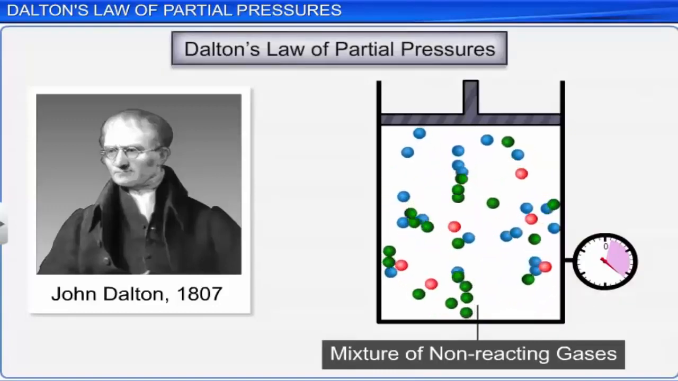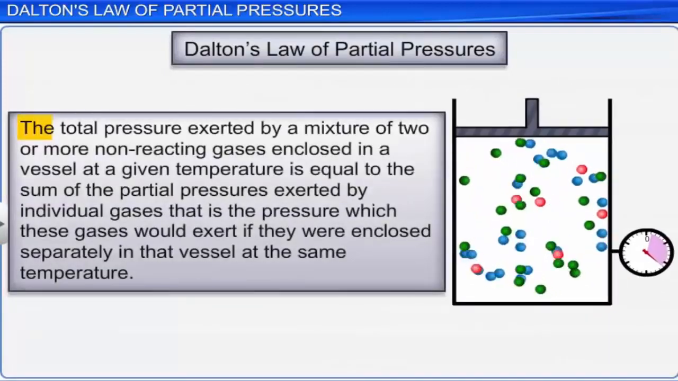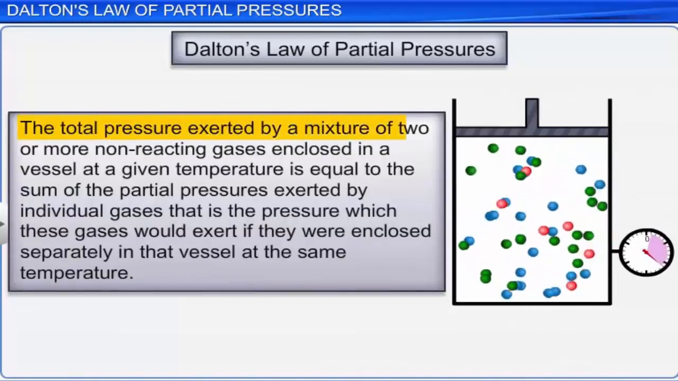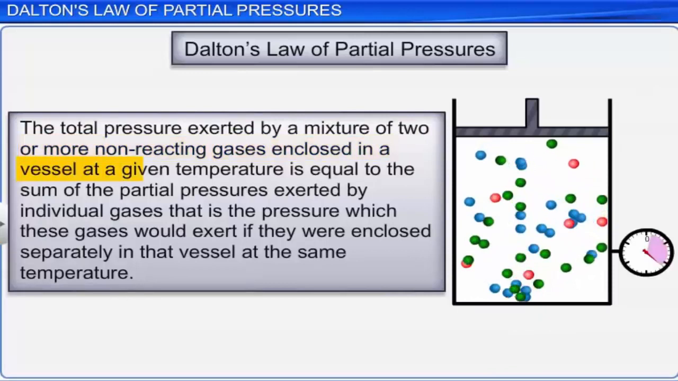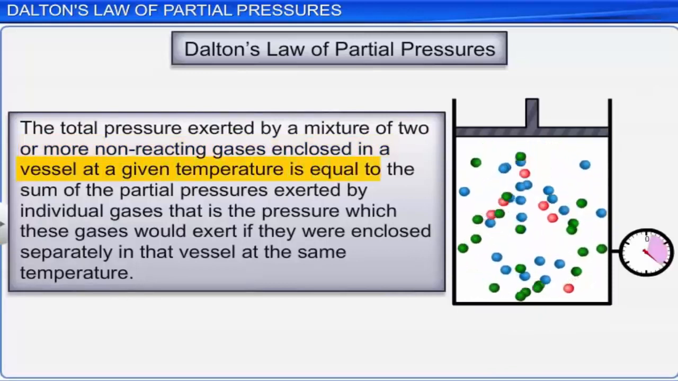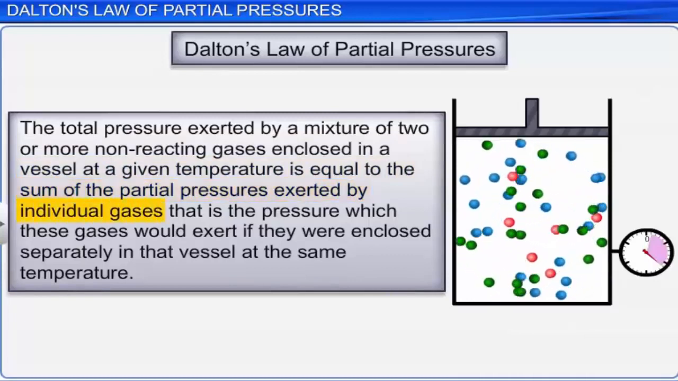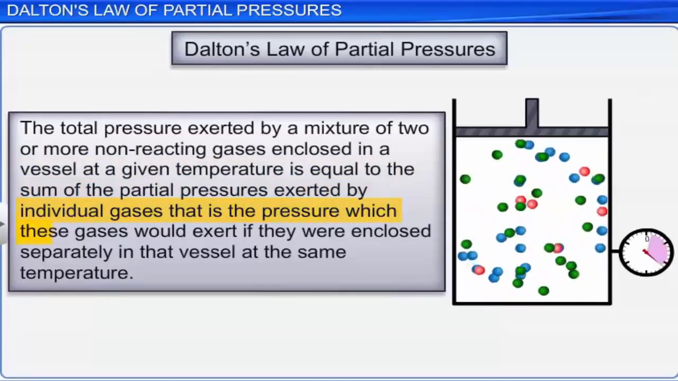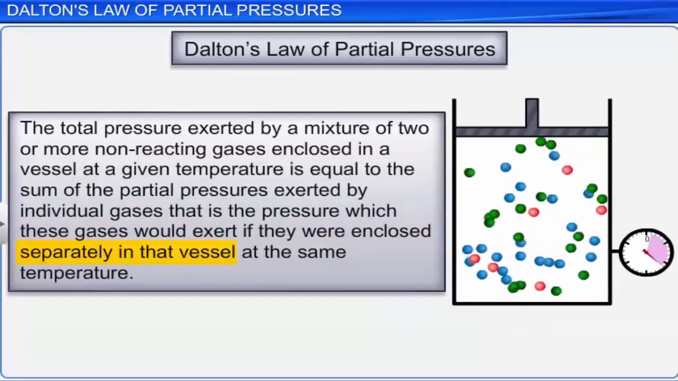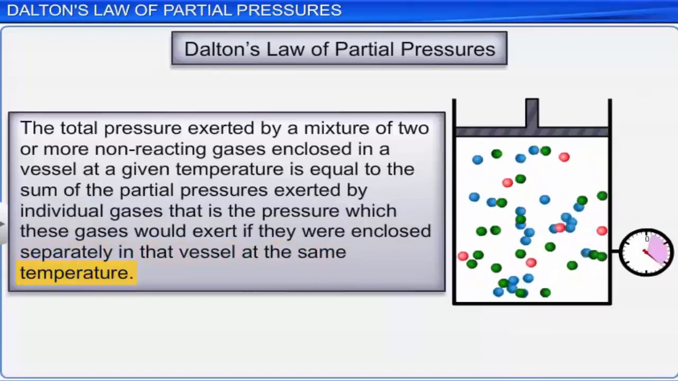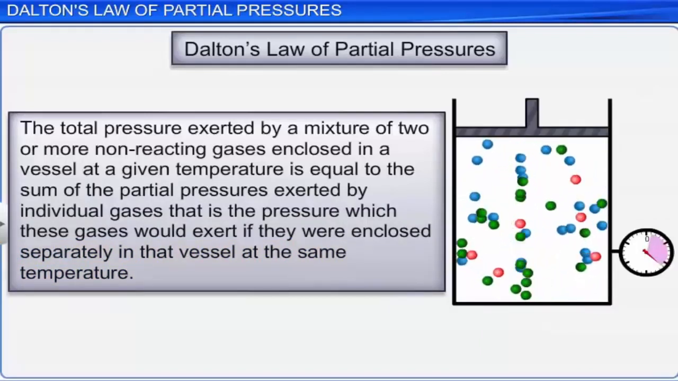According to Dalton's law of partial pressures, the total pressure exerted by a mixture of 2 or more non-reacting gases enclosed in a vessel at a given temperature is equal to the sum of the partial pressures exerted by individual gases, that is, the pressure which these gases would exert if they were enclosed separately in that vessel at the same temperature. To understand this law, let us consider 3 vessels of the same volume at the same temperature.